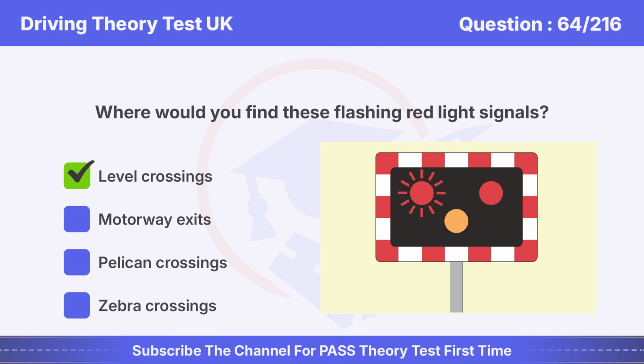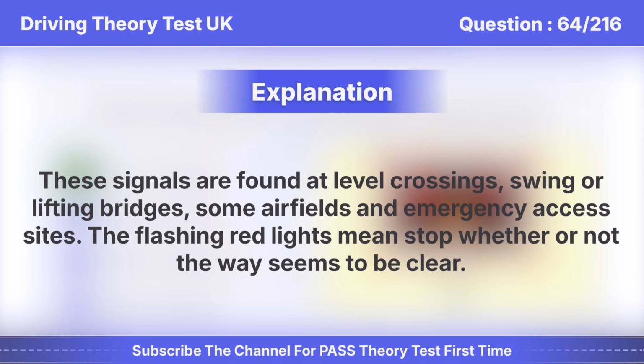Answer is A. Level crossings. These signals are found at level crossings, swing or lifting bridges, some airfields, and emergency access sites. The flashing red lights mean stop whether or not the way seems to be clear.